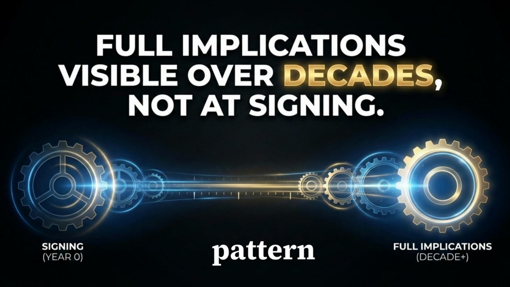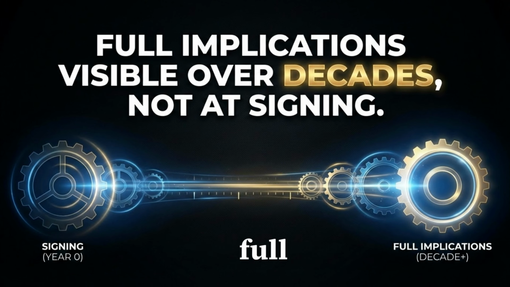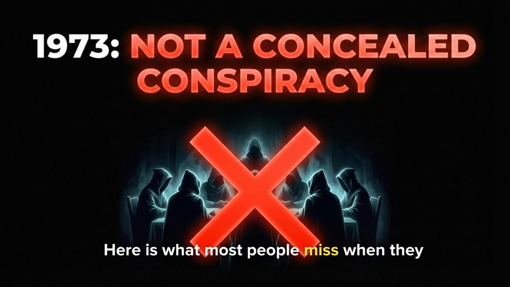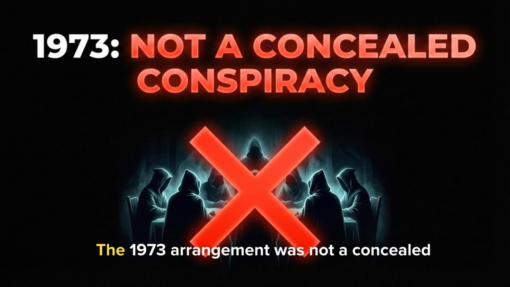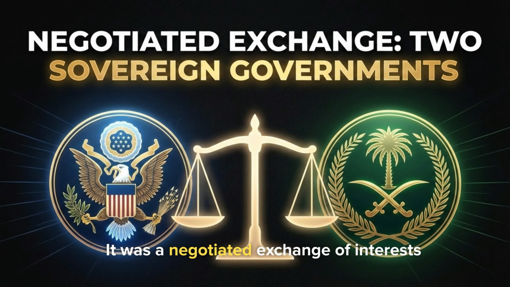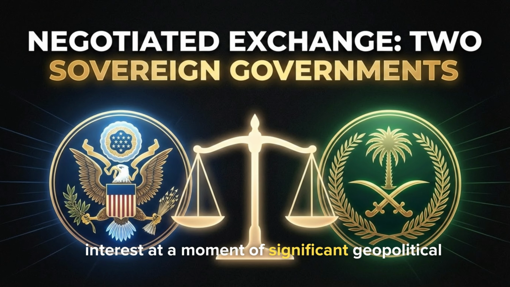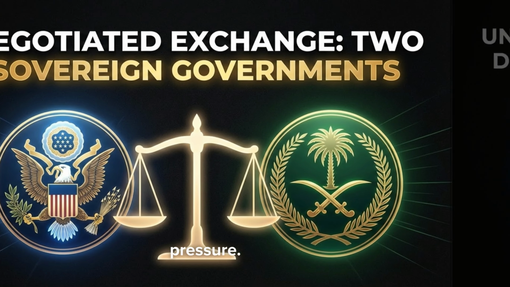That is often the pattern with the most consequential arrangements in financial history. The full implications become visible only over decades, not at signing. Here is what most people miss when they encounter this history. The 1973 arrangement was not a concealed conspiracy between hidden actors. It was a negotiated exchange of interests between two sovereign governments, each pursuing what was rationally in their national interest at a moment of significant geopolitical pressure.